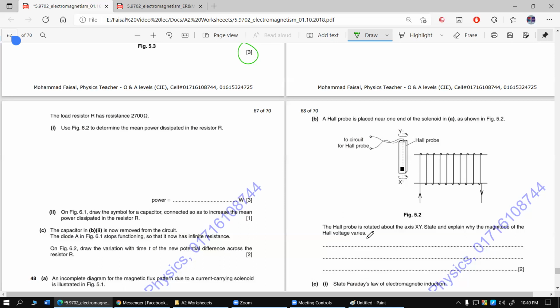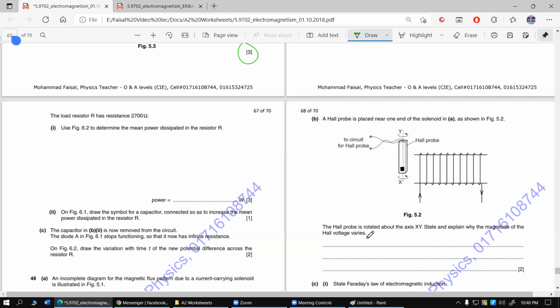alternating voltage output, because as you rotate it uniformly, the EMF induced in the Hall probe, or the voltage produced in the Hall probe, will also vary sinusoidally. At one point you're going to have maximum positive, then you're going to have zero. When the Hall probe plate aligns to the magnetic field lines, then you're going to have maximum negative, then zero, then once again maximum positive. So it's going to vary like that.